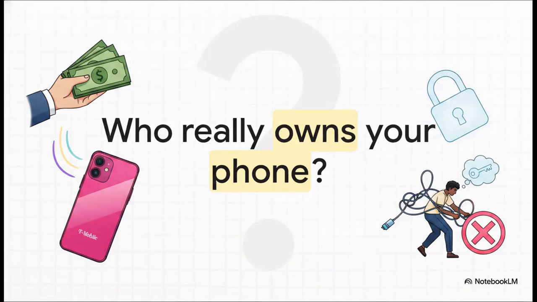I want to leave you with a final, kind of provocative thought to ponder. You go to a store, you hand over $1,000 in cash, and you pay full retail price for a piece of hardware. Yet, until you jump through these very specific administrative hoops and request a carrier unlock, that device's core functionality is still restricted by a third party. So it begs the question, if you paid full price for your phone, who really owns it until it's unlocked?